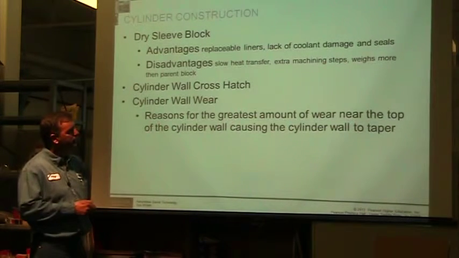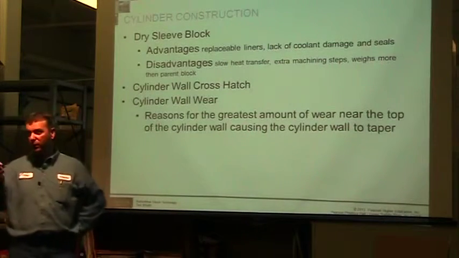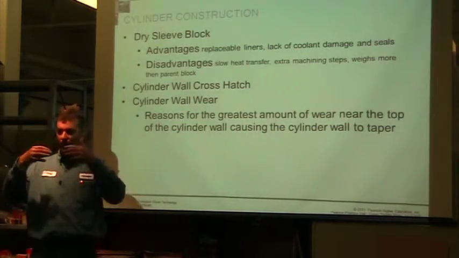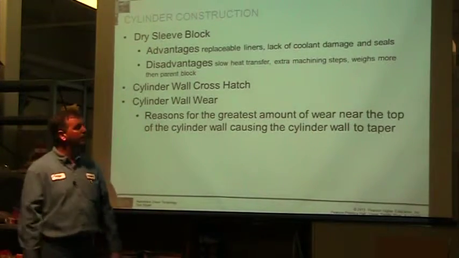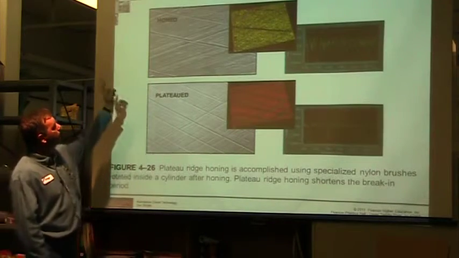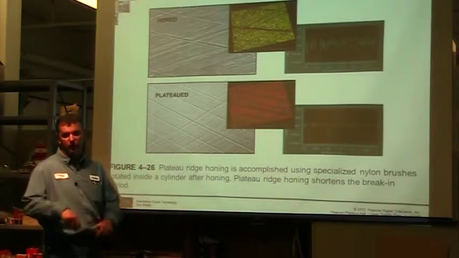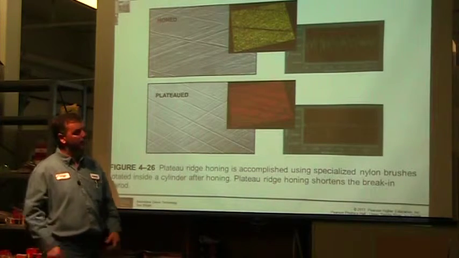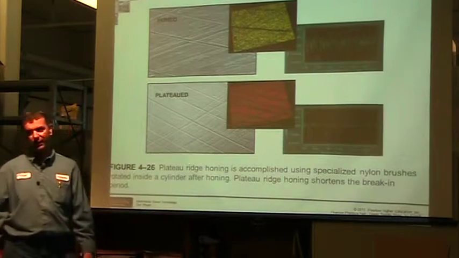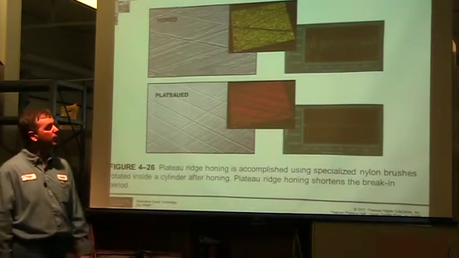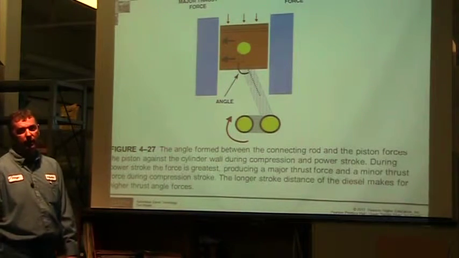Cylinder wear. Greatest amount of wear is at the top of the cylinder because we don't have as much oil. And if you don't have a crosshatch, you won't have the oil. You're going to have more wear. So it's important that you always have that crosshatch. So they have honed, which is what we use for our crosshatch. And they have this one called plateau. They use some kind of bristle brush, smooths it out a little bit. I've never done this. I've never seen it. I've never heard it. So it's something fairly new. It improves the break-in time. Correct.